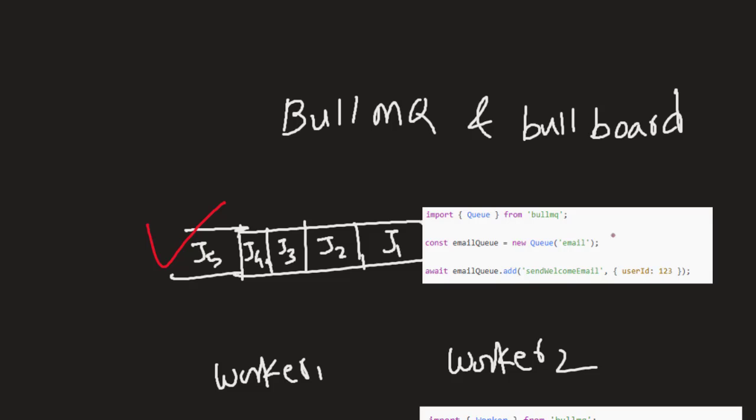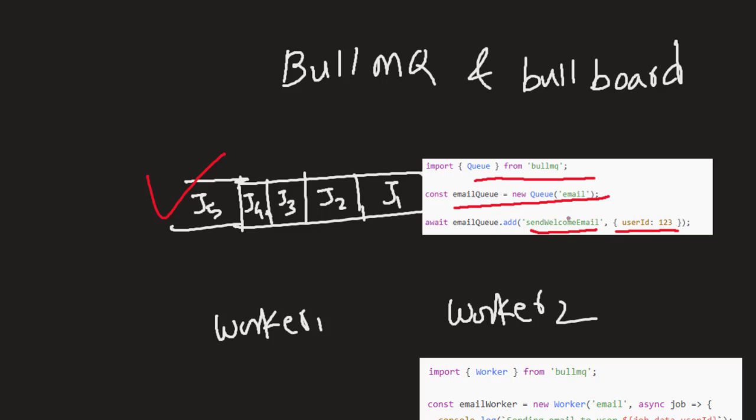So here is a Node.js example. We are using this Bullmq module, and then here we are creating one queue. Okay, this is how we create a queue, new Queue, and this is basically an email queue, which is used to create or process the emails. Okay, and to put a job in this particular queue, you can use this add method. So this is the job name and then job data.